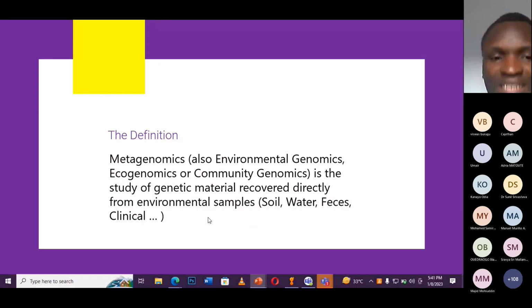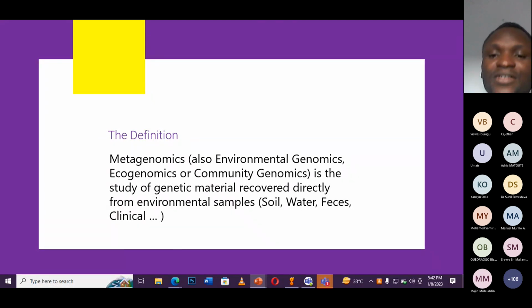So, metagenomics is the study of genetic material recovered directly from the environmental samples. It means you can get metagenomic materials from the soil, from the water, from the feces, from clinical samples, from the gut of human. You can get it from the ocean, from a freshwater body, from the stream. You can get the samples from anywhere, as far as you can recover genetic material from it. That is metagenomics for you.